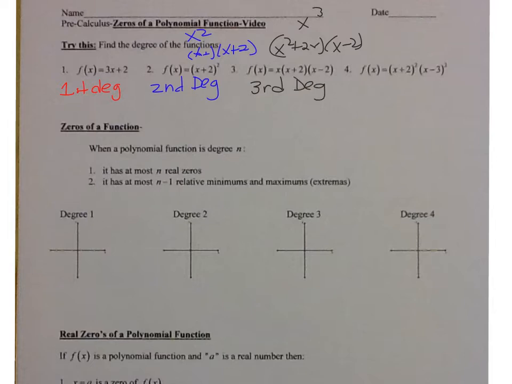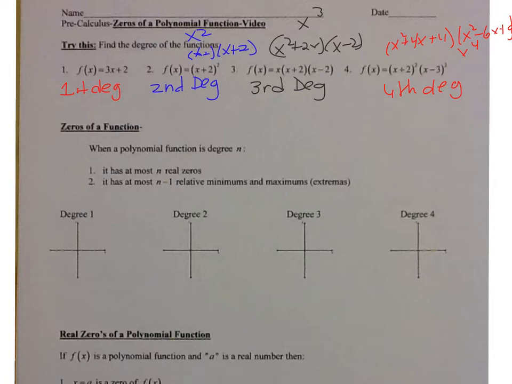And let's take a look at 4. So I have (x plus 2) squared, which is x squared plus 4x plus 4, and (x minus 3) squared, which is x squared minus 6x plus 9. And then when I distribute that, I'll get an x to the fourth. So this is a fourth degree polynomial.